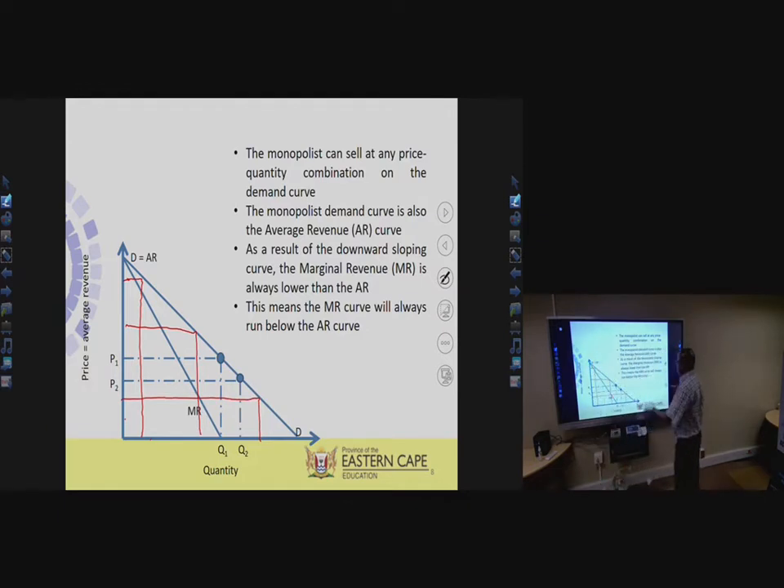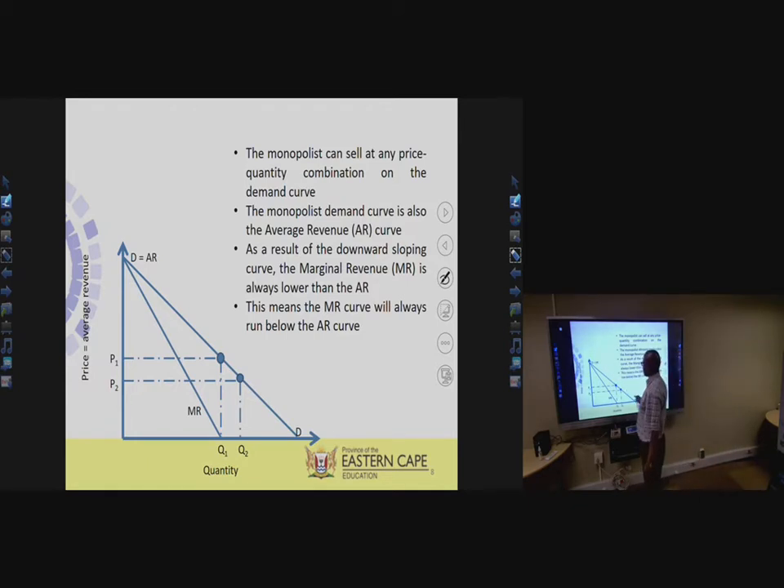The monopolist can sell at any price quantity combination on the demand curve. Okay, let me then show those combinations. They can sell this quantity at that particular price, or they can sell this quantity at this particular price, or they can sell that particular quantity at that particular price. This is basically what they say when they say monopolists can sell at any price quantity combination on the demand curve.